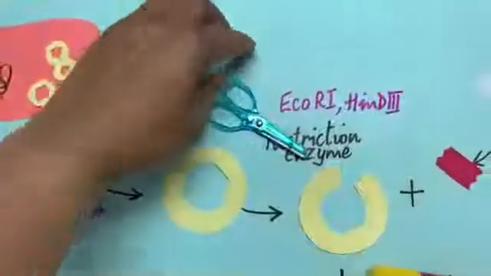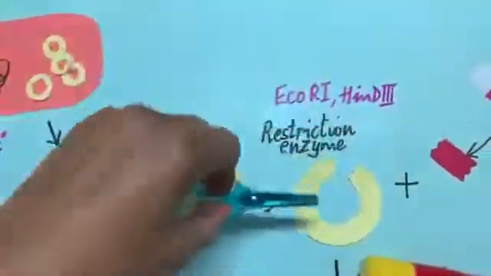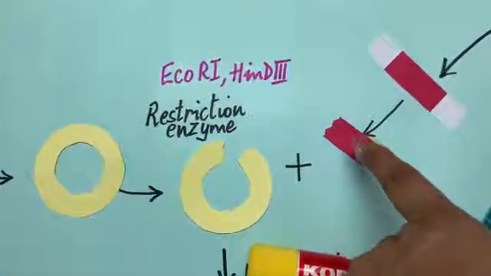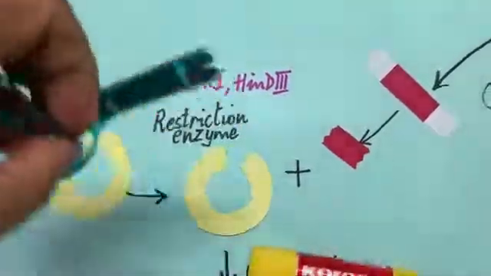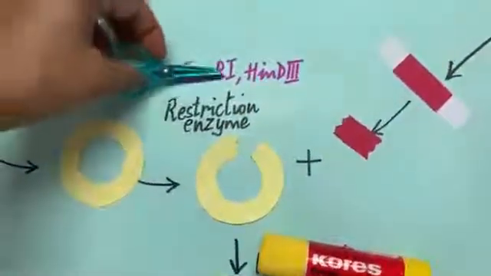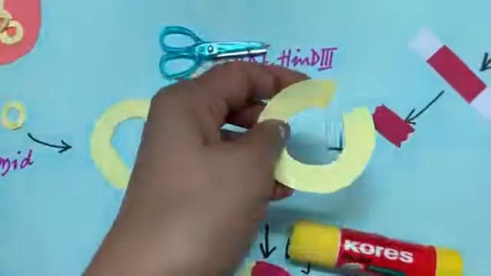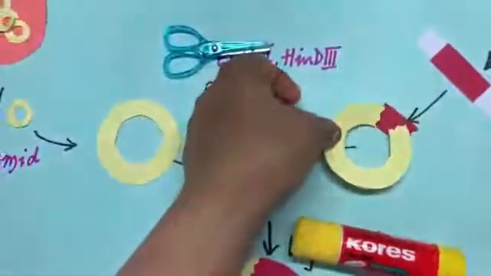So why do we use identical enzymes for cutting our plasmid and cutting our insert, which is the gene of interest? It is so as to create identical ends. You can see the staggered ends are created and it's easy to join them.